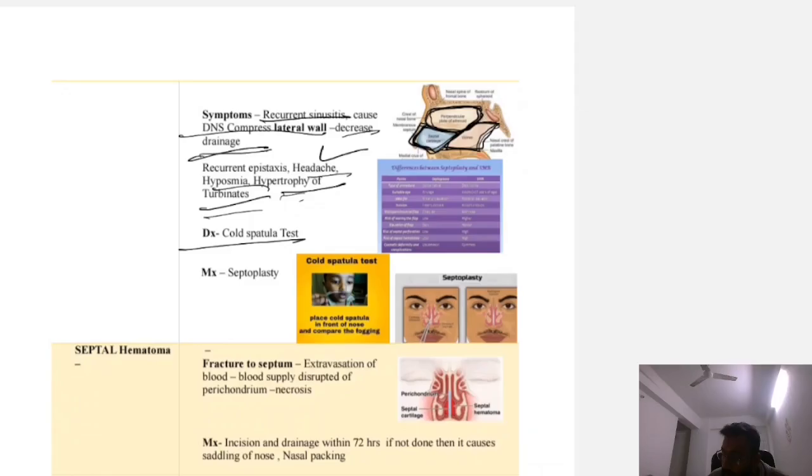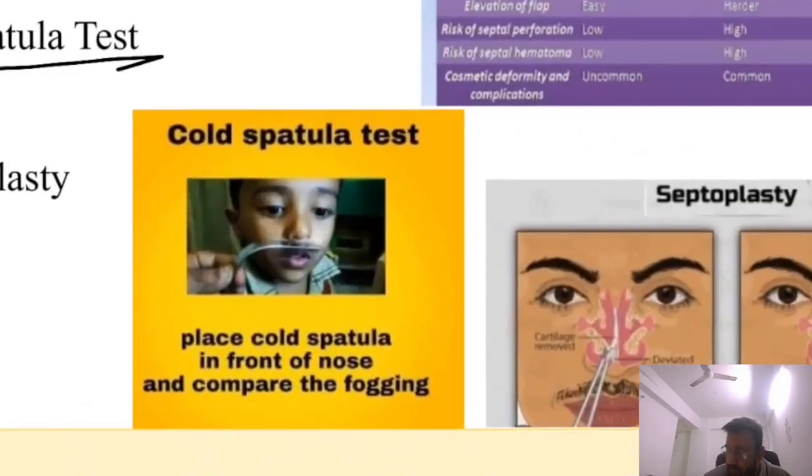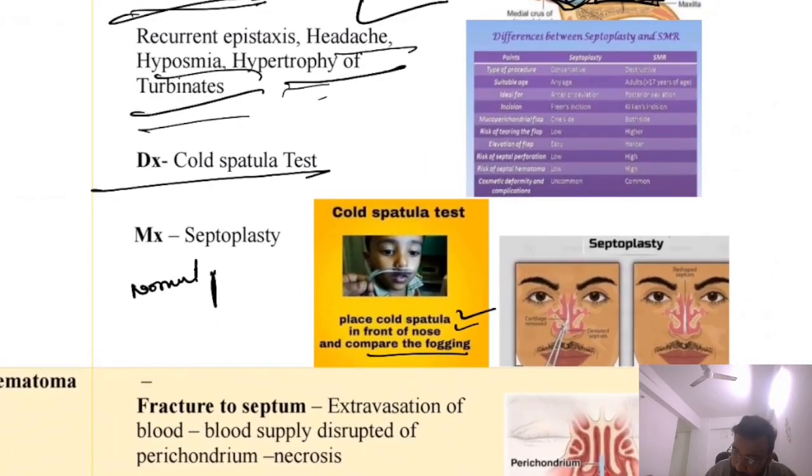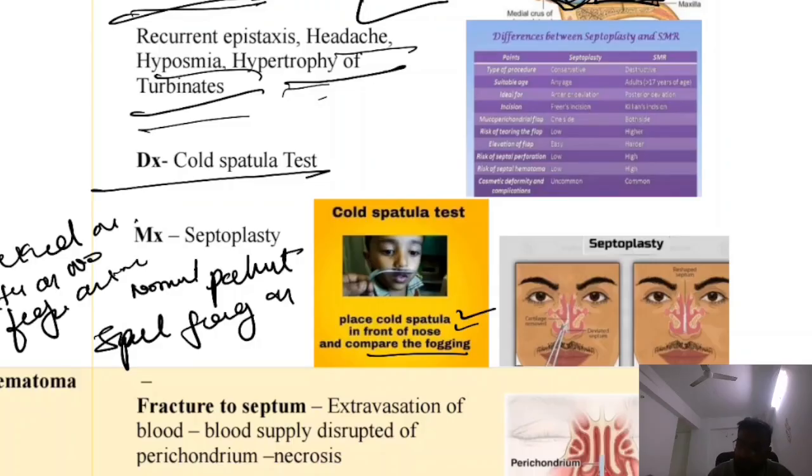Now the test. What is the cold spatula test? In the cold spatula test, you place the cold spatula in front of the nose and compare the fogging. In a normal patient, the spatula fogs up. In a blocked nose, there is little or no fogging seen on that side. Are you getting the point? On the affected side there is no fogging because it is a blocked nose, and on the normal side the spatula fogs up.